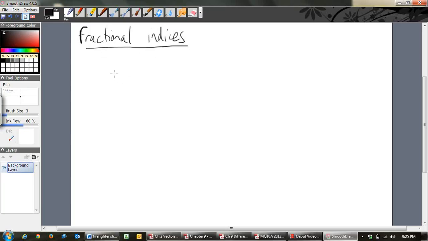So firstly, we want to figure out what is going on. If you have something raised to a fractional power, what does that mean? So firstly, I just want to look at this and have a look at what this means. So the square root of 4 times the square root of 4, what is that equal to? So the square root of 4 is 2. 2 times 2 is equal to 4.